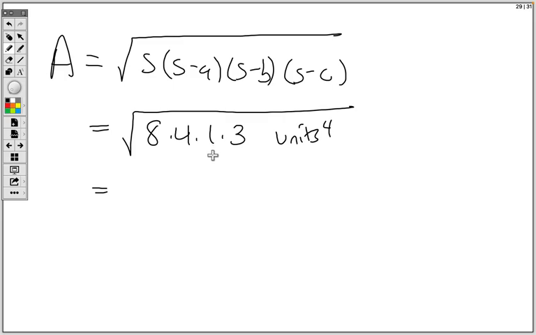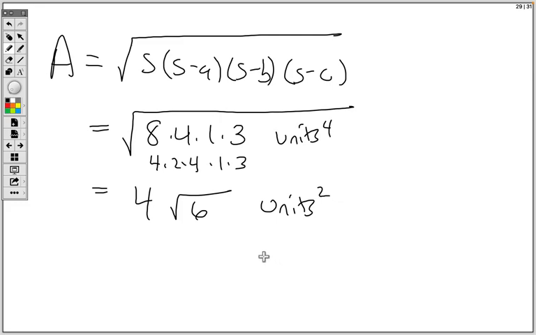So taking square roots here, let's see, as far as perfect squares go, there's another factor of 4 in here. So I can bring a 4 out front with the square root of 6 units squared. All right. They don't ask for a decimal approximation, but we could certainly use Desmos to give you one. Okay? And so that'll do it for Law of Cosines.